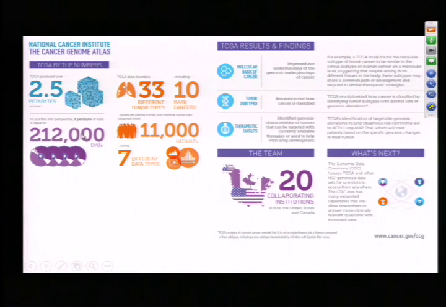It's a lot of information on 33 different tumor types, 10 of these being very rare cancers. So far, 11,000 patients have participated, and there are 7 different types of data that have been collected on every single one of these patients, every single one of these tumors.